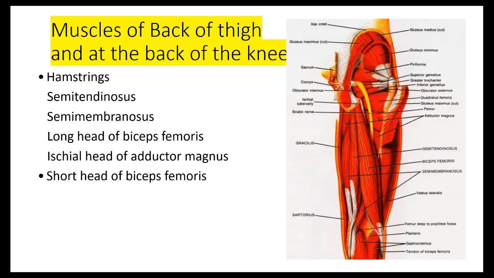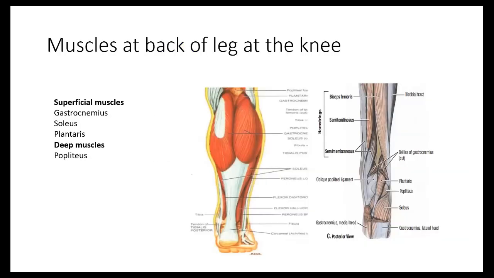The lateral hamstring comprises the biceps femoris and is proximally attached to the lateral aspect of the ischial tuberosity, and distally it is attached to the head of the fibula. Moving on to the muscles at the back of the leg at the knee. Superficially, you have the medial and the lateral gastrocnemius muscle, whose proximal attachment is to the posterior aspect of the femoral condyle. The tendons of both the heads fuse together to form the tendo Achilles, which is attached to the posterior aspect of the calcaneum.